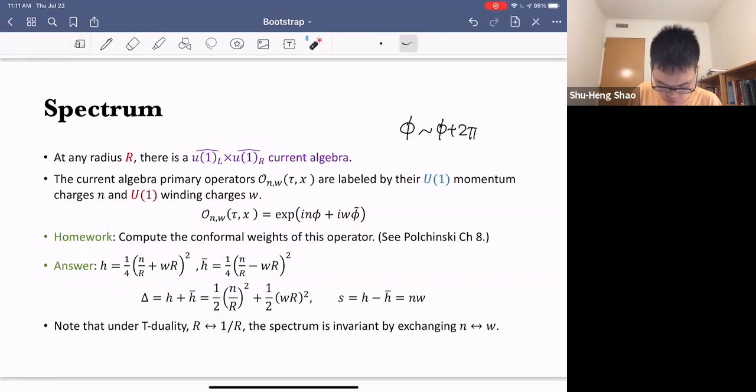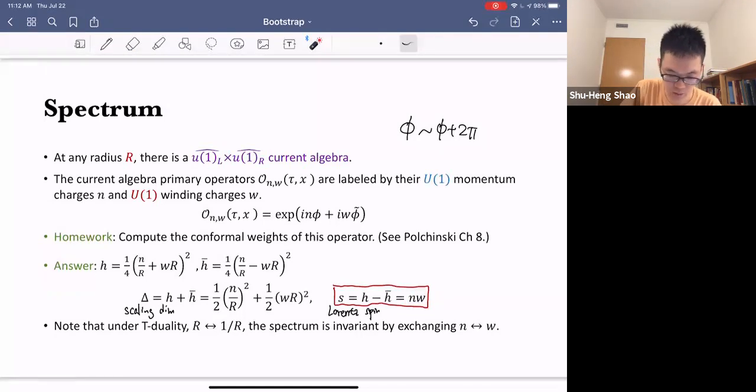And just to relate these two quantities to the scaling dimension and the spin, let me just write it down. This delta is the scaling dimension, the eigenvalue under the dilation. This S is the Lorentz spin. So delta and S are related to h and h bar by this linear combination. Perhaps the most important formula that we will need below is this one. The Lorentz spin of the local operator is given by the product of the momentum and the winding charge.